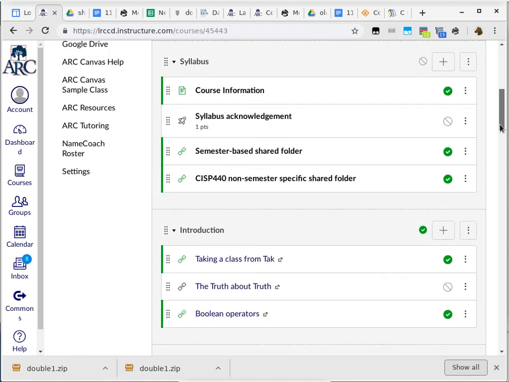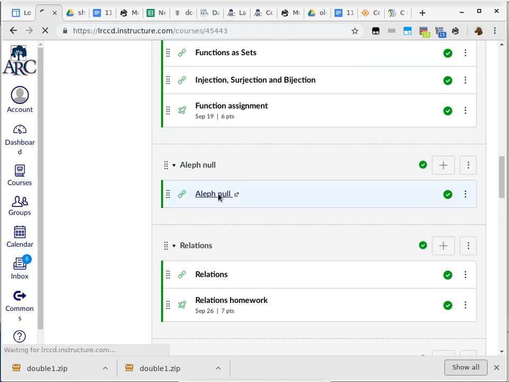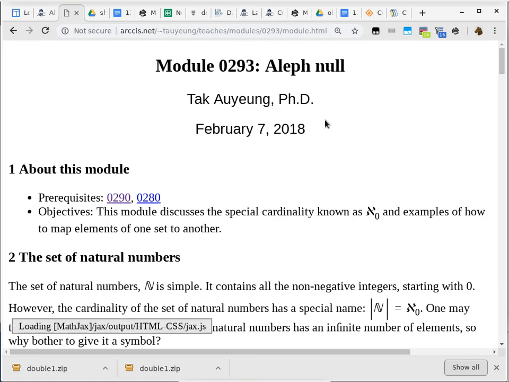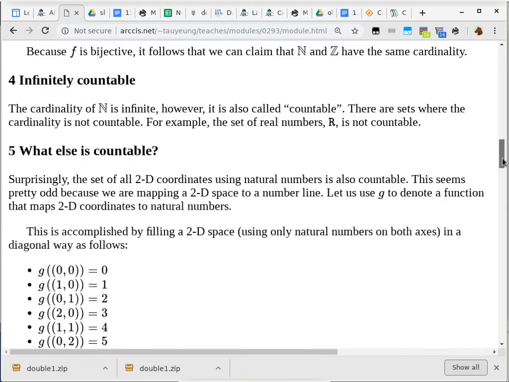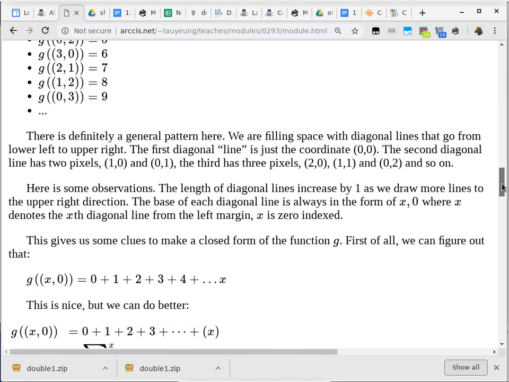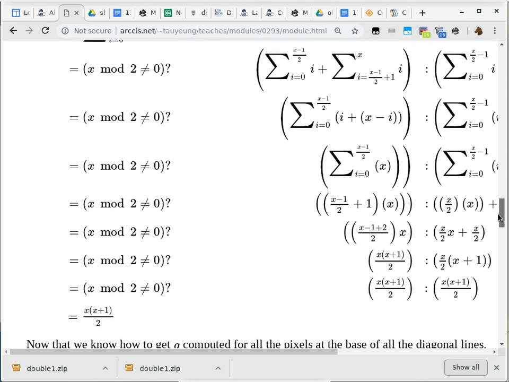It's in the aleph null notes. And I'm just looking through. There, okay, right here. Yep, it's right here.